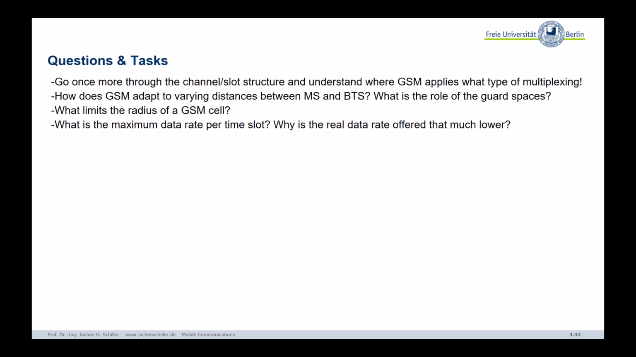And finally, what is the maximum data rate per time slot? Look at the time slots, look at the number of bits per time slot, look at the repetition pattern, calculate the maximum data rate, and then you will see, oh, there's a difference to the data rates offered by GSM. Why is there such a big difference?